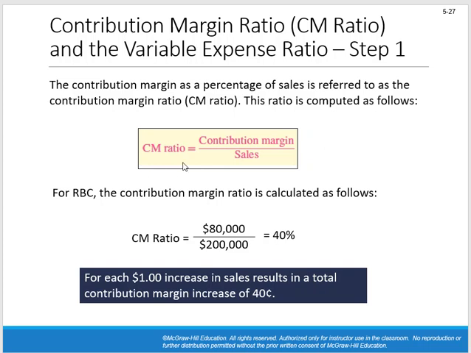So our CM ratio is the CM divided by sales. We're going to take $80,000 divided by $200,000 equals 40%. We also could have gotten that by taking $200 CM per unit divided by $500 of sales per unit. 200 over 500 is that same 40%. So whether we're doing it on a per unit basis or at a certain level of sales doesn't matter, our CM ratio still comes out to 40%. What this means is that for each dollar increase in sales, there's going to be a total contribution margin increase of 40 cents, because the other 60 cents are soaked up by variable expenses.